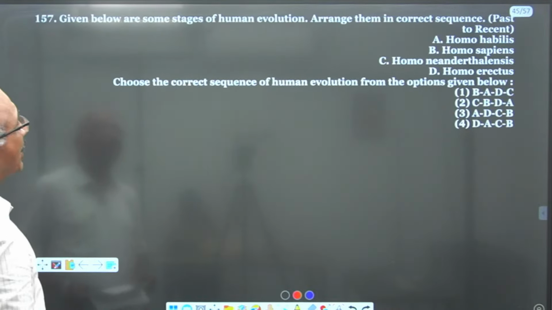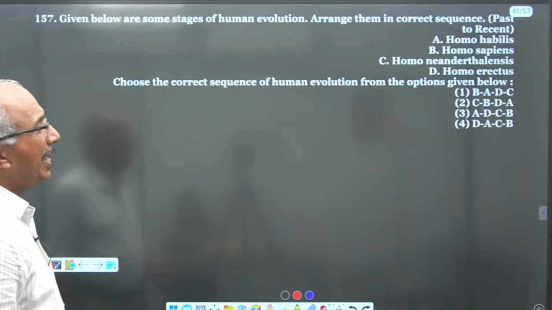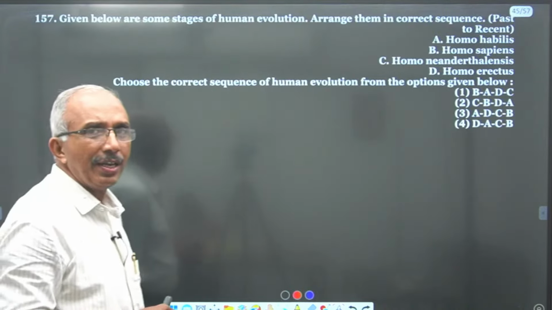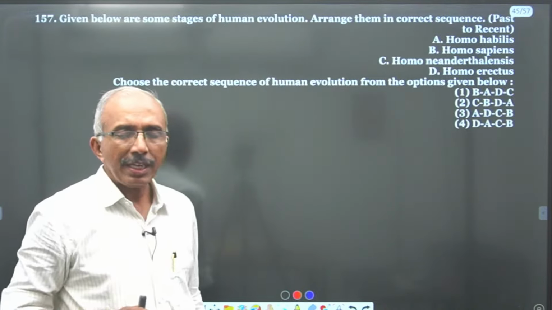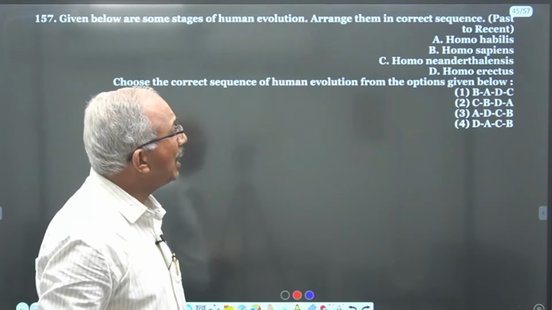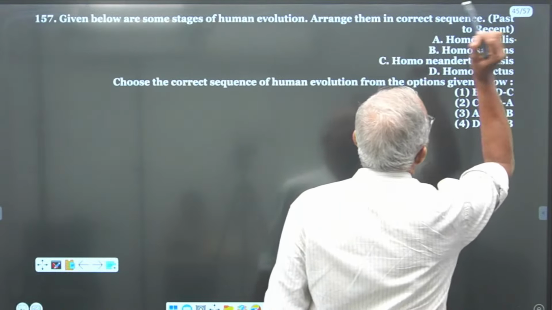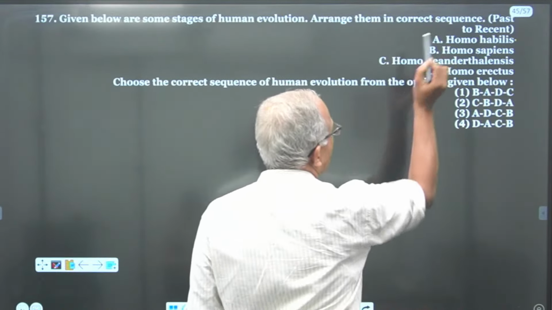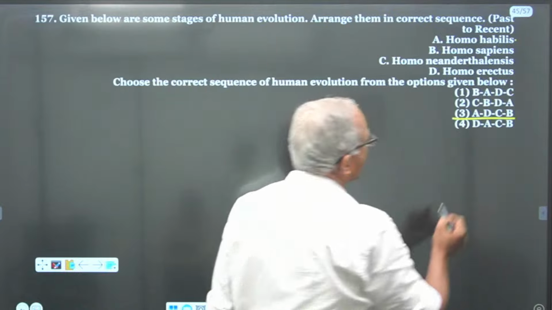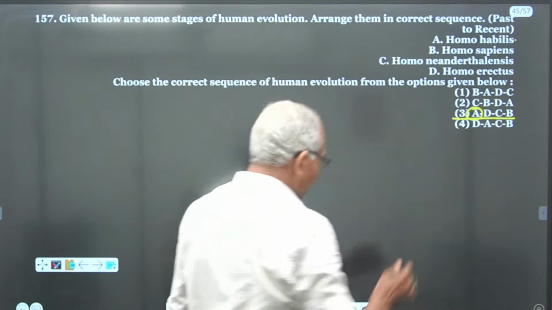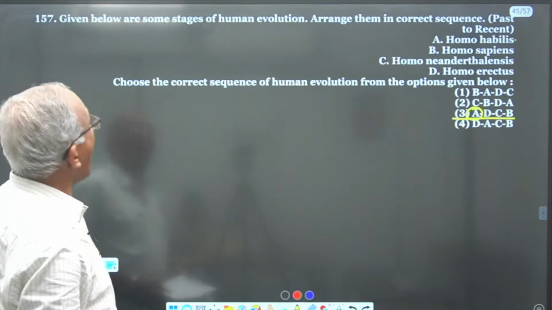Given below are stages of human evolution. Arrange them in the correct order. Human evolution, the ancestors are given. The oldest, the most ancient, is Homo habilis. So we have to start from A. There is only one option starting with A. Answer is 3.